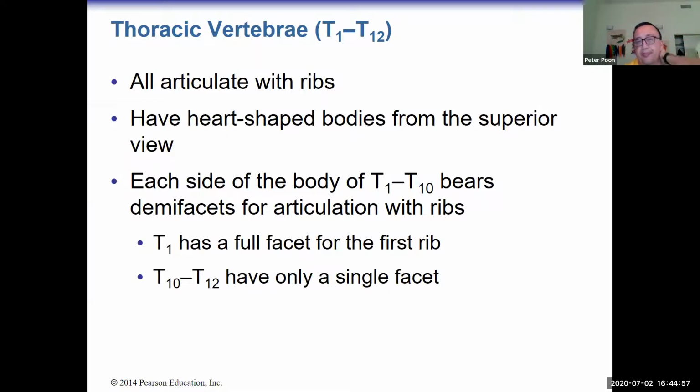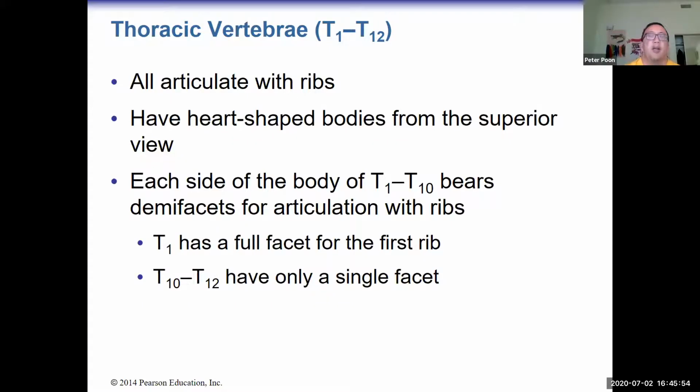Thoracic vertebrae. The reason why they're thoracic vertebrae is they attach to ribs. They attach to your thorax, where your ribs are. So all thoracic vertebrae attach to ribs.